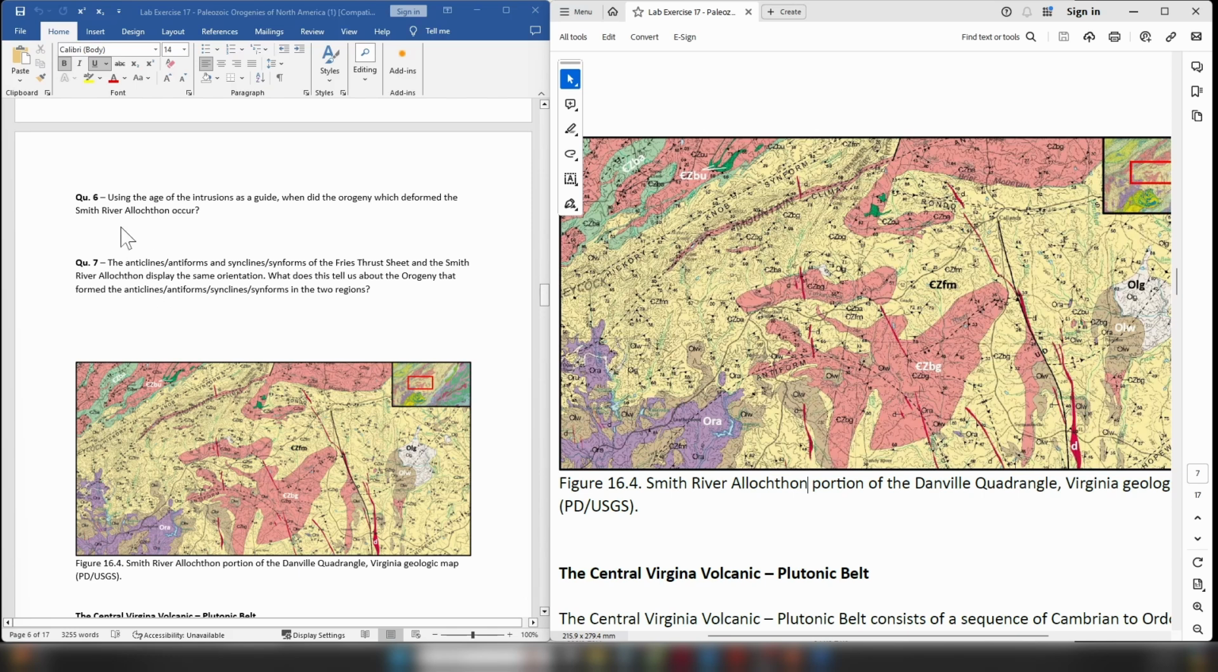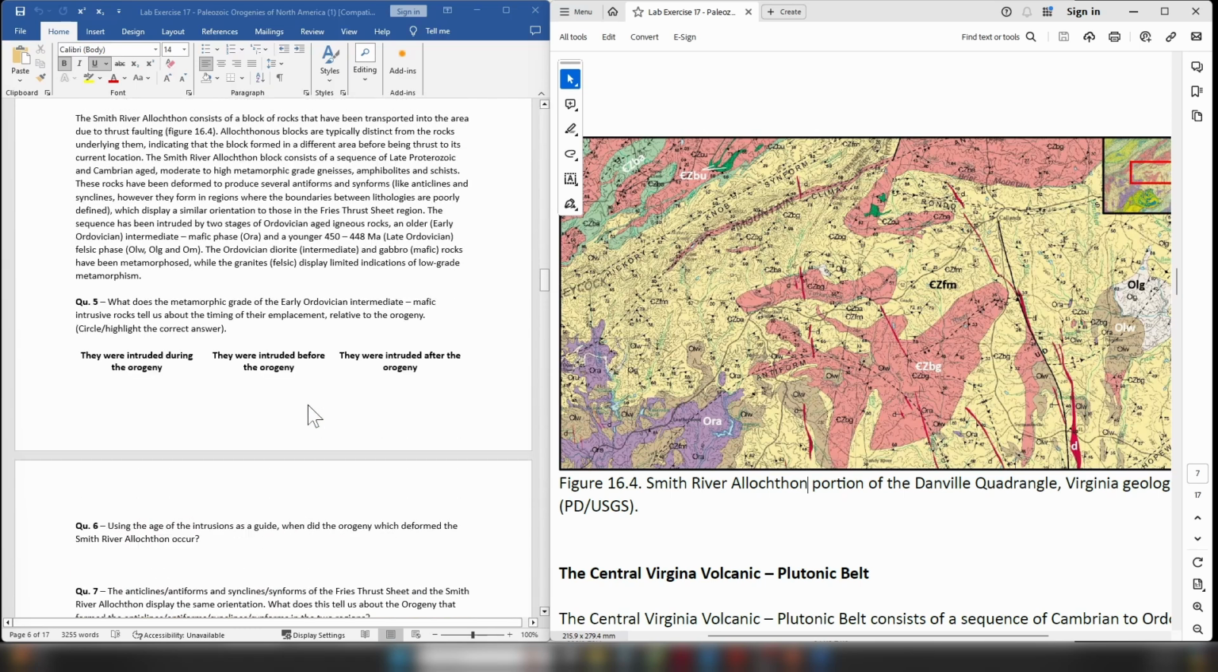So for question 6, using the age of the intrusions as a guide, when did the orogeny which deformed the Smith River Allochthon occur? So remember, we have two different ages of intrusive igneous rocks, and they have both been metamorphosed. The older ones have been metamorphosed more, and the younger ones have been metamorphosed less, but they have both been metamorphosed.